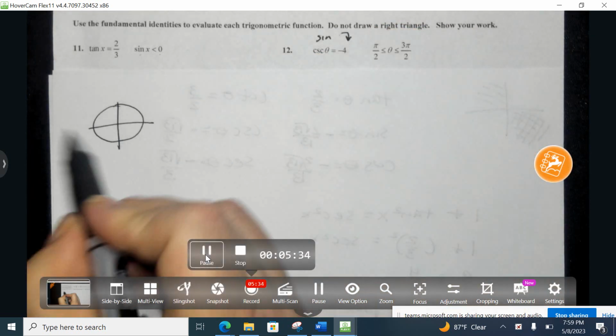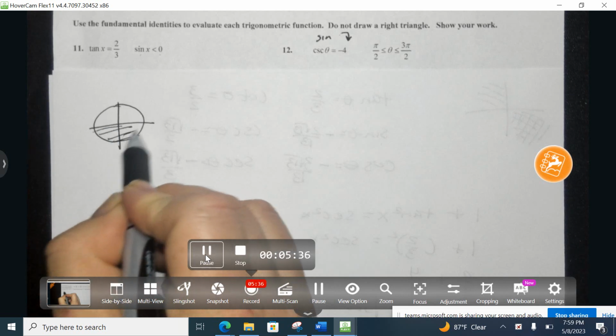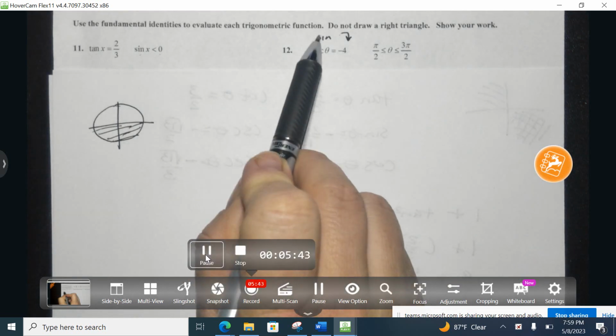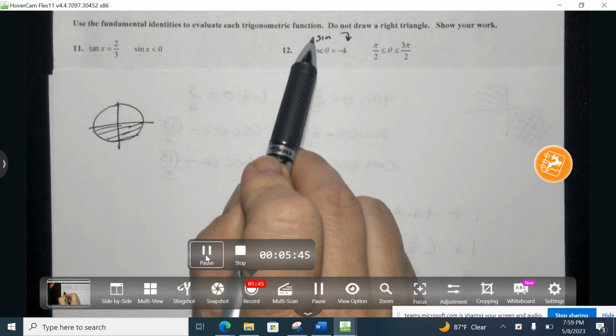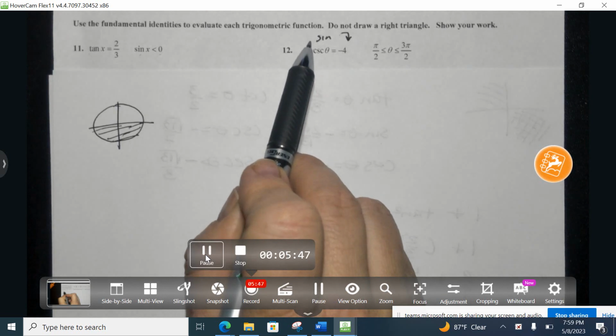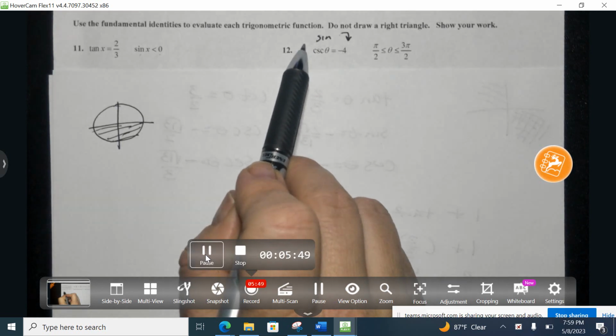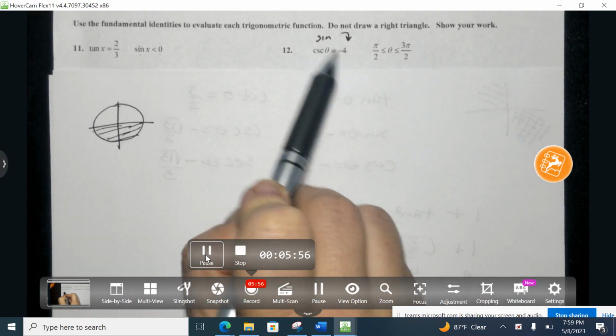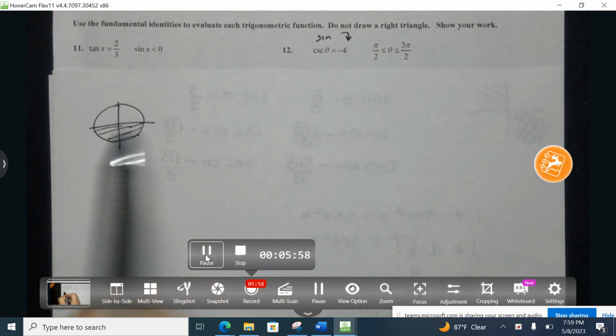So where are sines negative? Sines are negative in the bottom quadrants, which is quadrants 3 and 4. That's where the sines are negative. Again, the reciprocal of one of the major three trig functions, sine, cosine, tangent, will always have the same sign. So if the reciprocal of sine is negative, that means sine is negative. Okay, that places us in 3 and 4.